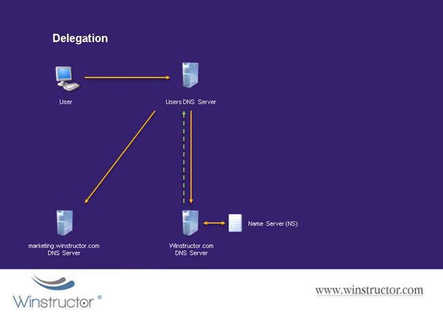The user's DNS server then contacts the DNS server in the marketing.winstructor.com domain directly and requests the IP address of the host that the user's trying to contact. The marketing.winstructor.com DNS server responds with the host IP address, and the local DNS server caches it locally and then forwards that address to the user's computer. Now the user's computer will also cache that IP address locally, and then it can contact the host that it's looking for, as it now knows the IP address of the host. And that's the process of delegation.